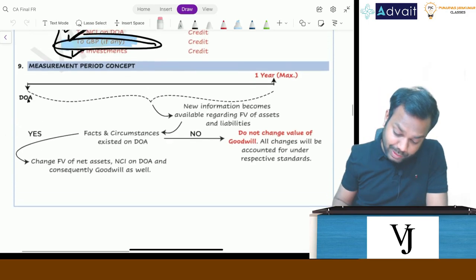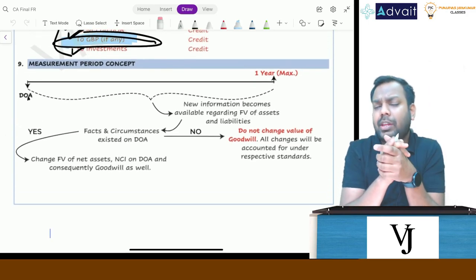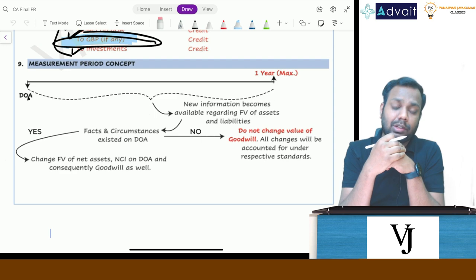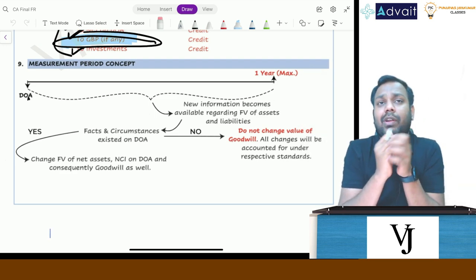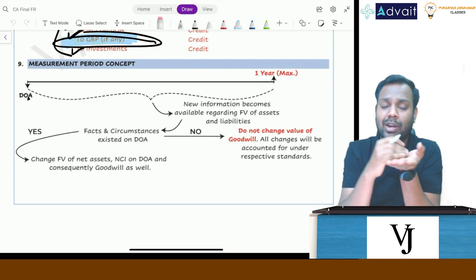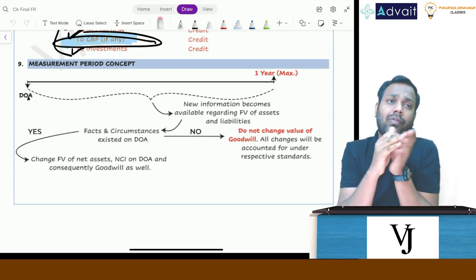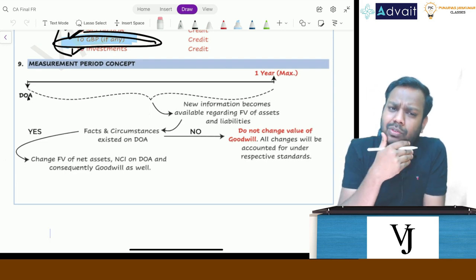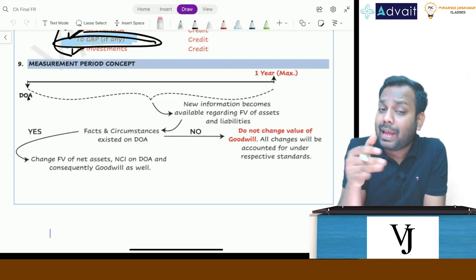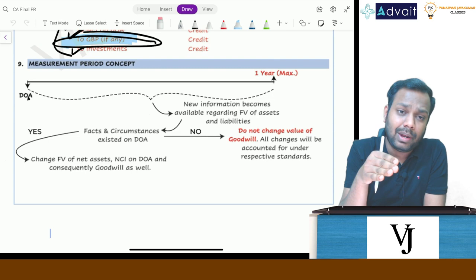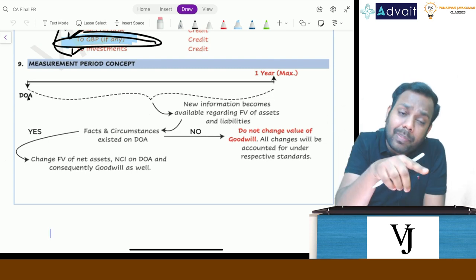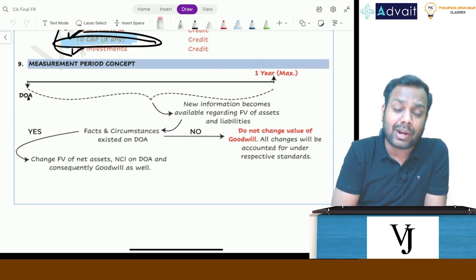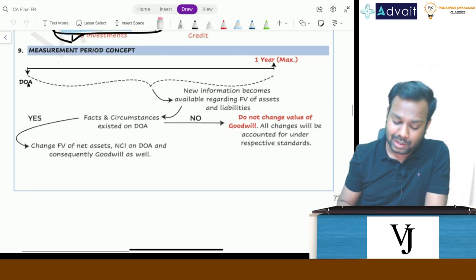Now let's discuss the concept of measurement period. What is the meaning of measurement period and why is it required? Let's discuss this first to understand the concept in a better manner. Let's suppose Tata wants to acquire Zomato, continuing with our previous example, on 1st April 2023. Will the fair values of all the assets and liabilities of Zomato be available on 1st April itself? No, it will take time to get them fair valued, right? That's the reason for the concept of measurement period.